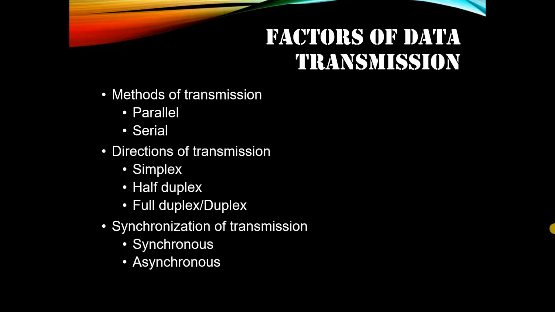Directions of transmission. There are three different directions: simplex, half duplex and full duplex. Full duplex is also known as duplex transmission. And the third one is synchronization of transmission, how the sender and receiver are synchronized. So these three are the major factors which need to be considered while data is transmitted.